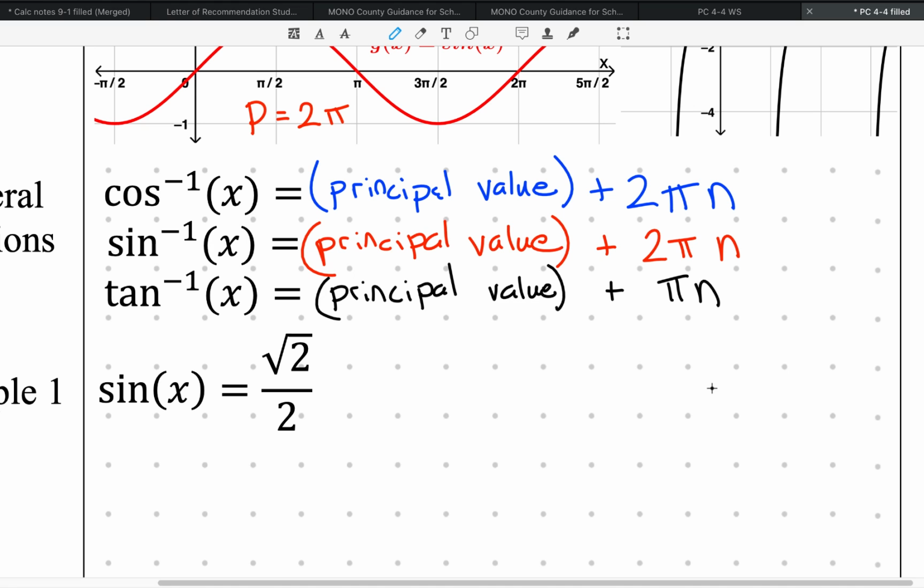First example problem. Sine of x, again, I'm saying I don't know my angle. Sine of some angle is equal to root 2 over 2. What angle does this? So how do we solve this problem? I need to undo sine on both sides. This is essentially going all the way back to the same fundamentals of algebra. Solve for x. Undo everything that's happening to x to solve for it.